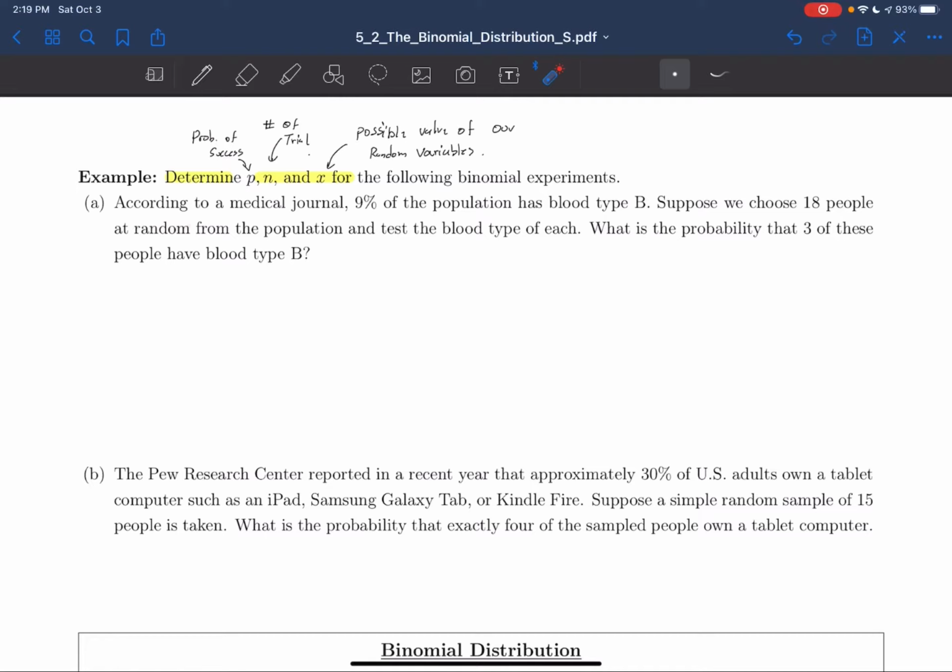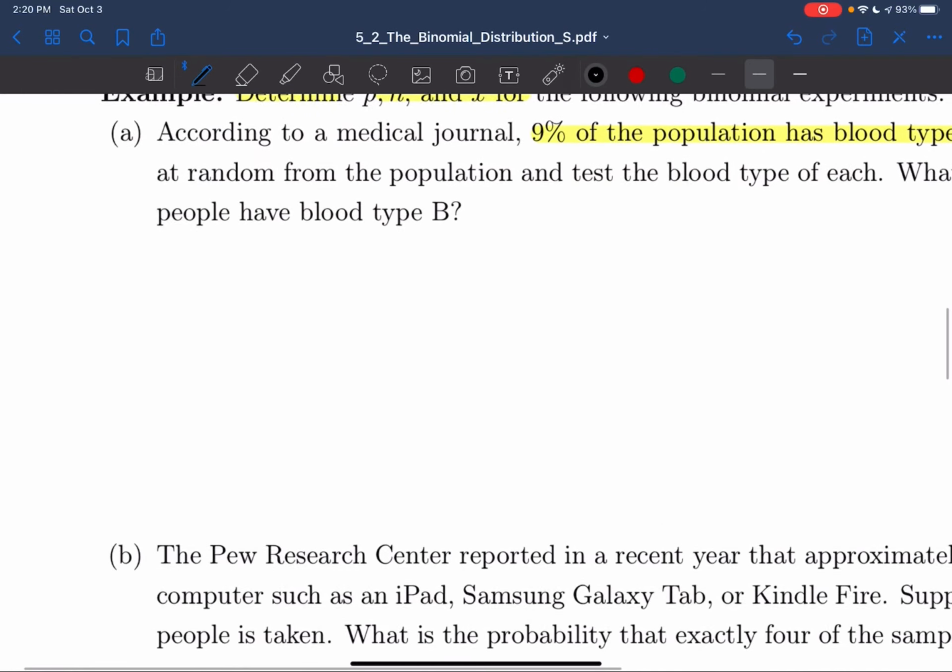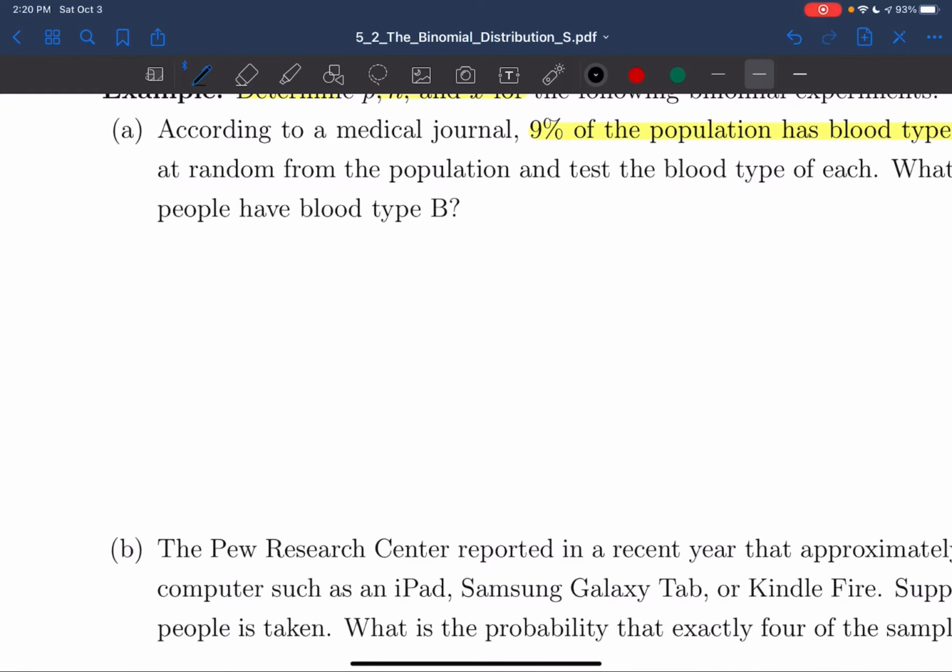According to the medical journal, 9% of the population has blood type B. Suppose we choose 18 people at random from the population and test the blood type of each. What is the probability that three of these people have blood type B? So here, 9% of the population has blood type B. They give us a hint that our probability of success is 0.09.